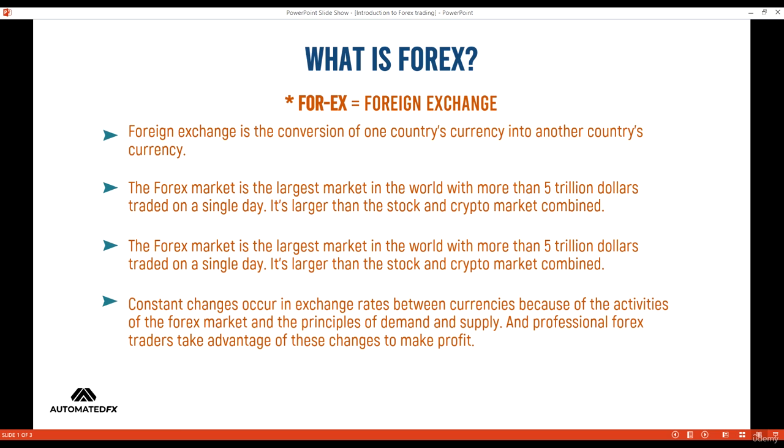That's basically it. Just buy a currency when it's low and sell it when it's high. You're going to make a profit. When you buy a currency when it's low and sell it when it's high, the difference between the two prices you bought and sold is your profit.